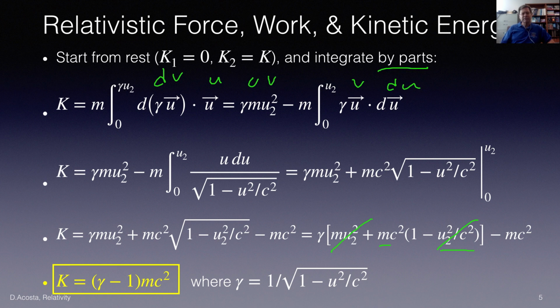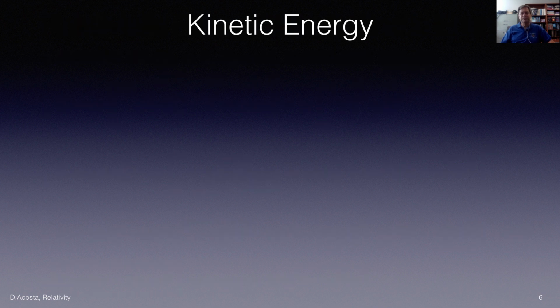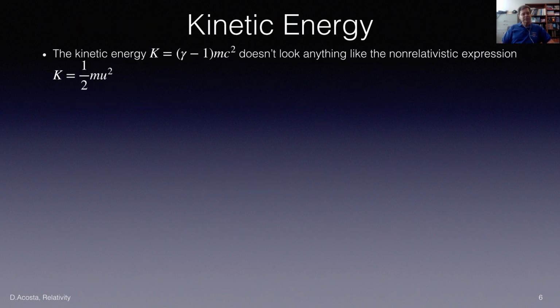But let's pause a moment and contemplate a bit what we just derived, this expression for kinetic energy. That kinetic energy, K is gamma minus 1 mc squared, doesn't look anything like, at first impression, the non-relativistic expression K is 1/2 mu squared. Again, u is the velocity of the particle. How do these two relate to each other? They don't look anywhere near the same.